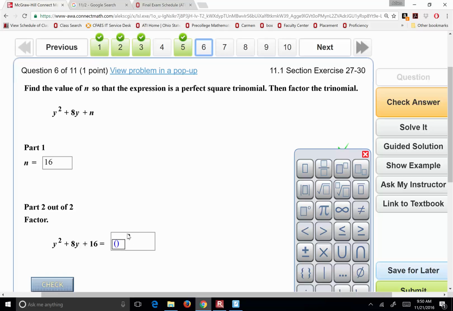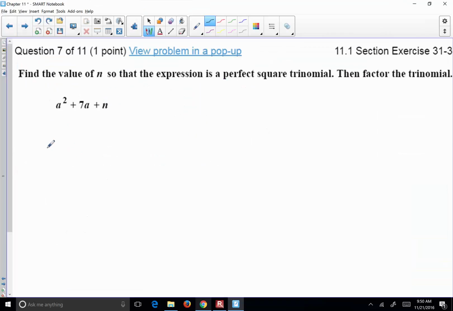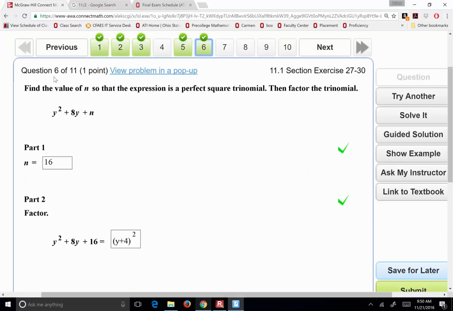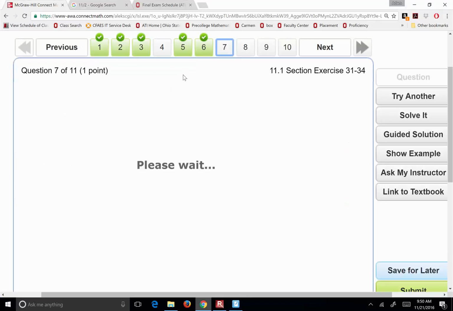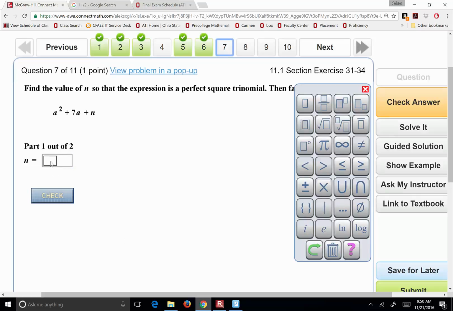I know the first part is y. y is the variable. But what is the number accompanying y? Plus 4. How? You just take half the middle term, plus 4. Are we good? Next. Look, you don't even need pen or paper for these questions. What is n?